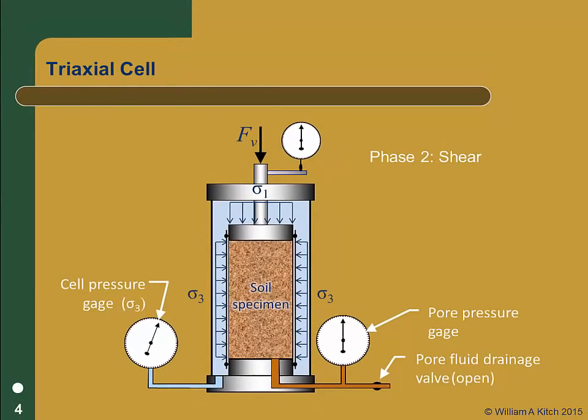This is a relatively simple schematic of a triaxial cell. Actual cells are more complicated and have additional drainage lines. However, this schematic covers the essential components of a triaxial cell.